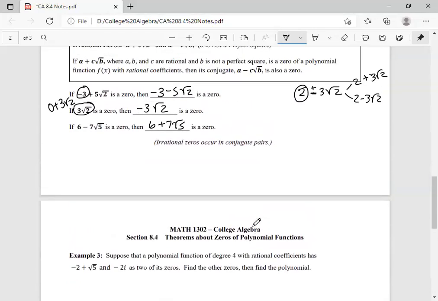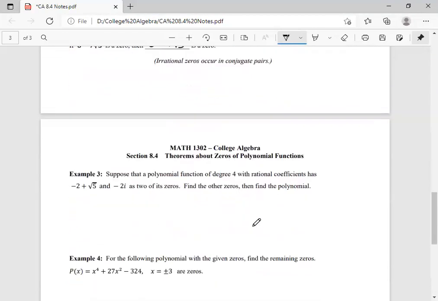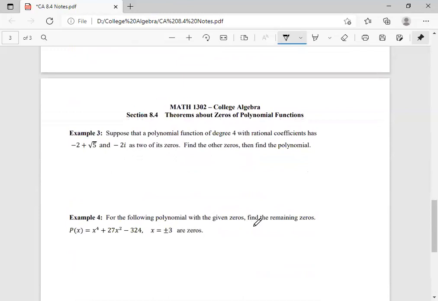So, example 3. Suppose that a polynomial function of degree 4. So that means that we can have an x to the 4th. It's possible to have 4 zeros with rational coefficients, and it's telling us that 2 of our zeros are negative 2 plus the square root of 5, and another 0 is negative 2i. So based on what we know, if negative 2 plus the square root of 5 is a 0, what else is a 0?